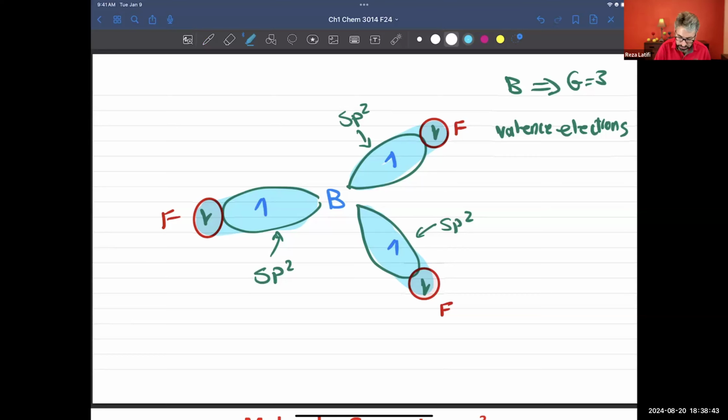And what's the bond angle between them? I'm going to say the expected bond angle, with red, theta will be 120 degrees.